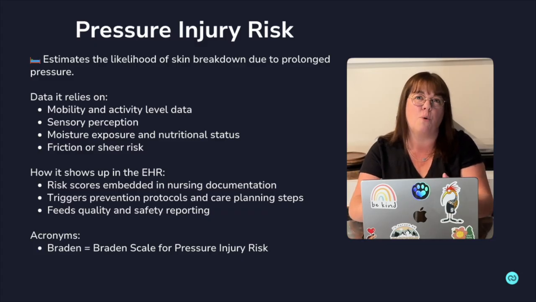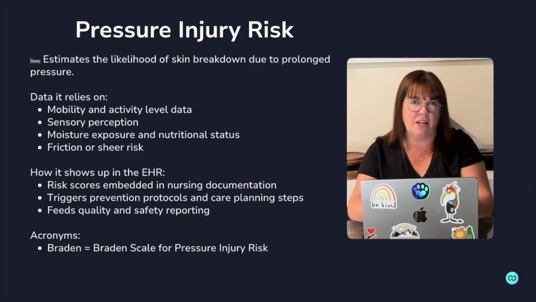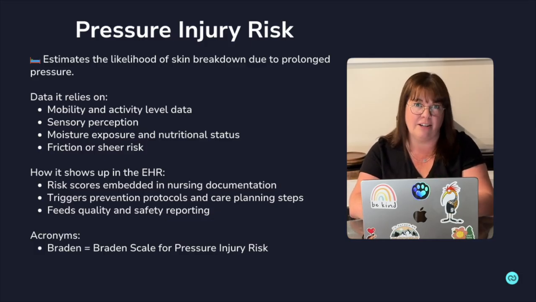When a patient's score reaches a high level, systems can be configured to trigger prevention protocols, such as scheduled repositioning, specialized support surfaces, and additional skin assessment requirements. Pressure injury risk scoring often connects nursing workflows with equipment coordination, staffing considerations, and quality reporting. It's a good example of how a single risk score can influence both clinical care and operational planning.